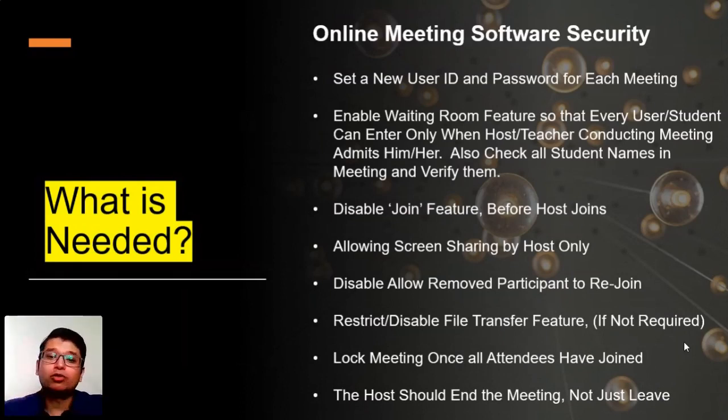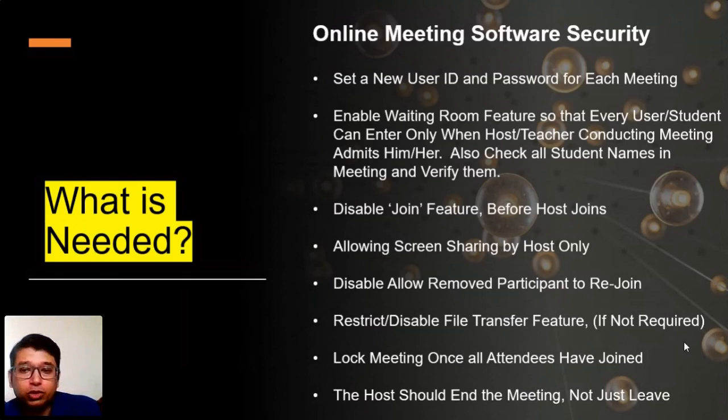Or even play around with them and keep an Excel saved with you so that at least you're not vulnerable to the external world. Then second is enable waiting room feature so that every user or student can enter only when the host or the teacher conducting the meeting admits him or her. Once you authenticate their existence, then you can take ownership of them being in the system. I know there is still probably a black hole here that the student may be an imposter, but at least you can do an initial check.